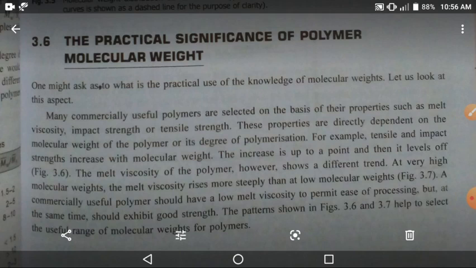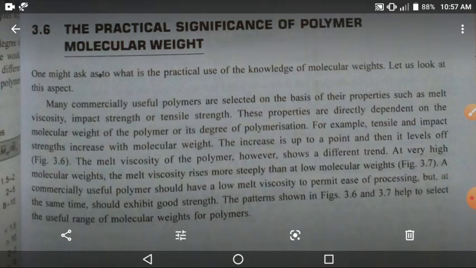graphically. One might ask what the practical use of the knowledge of molecular weight is. You know how to find the molecular weight: the number average molecular weight and the weight average molecular weight. Let us look at this aspect. Many commercially useful polymers are selected on this basis. There are some properties such as melt viscosity, impact strength and tensile strength. Some of these properties are directly dependent on the molecular weight of the polymer and the degree of polymerization.